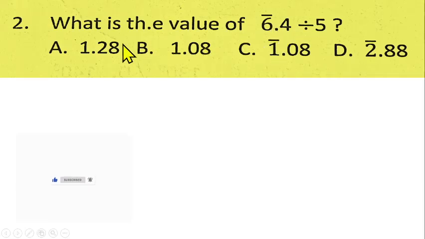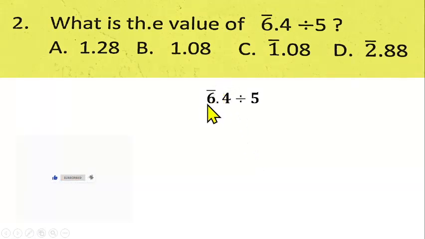In this case you have to find the value of bar 6.4 divided by 5. When you have a logarithm of number that is less than 1, that will typically give us a number with bar. So we have to simplify bar 6.4 divided by 5. Then how do we simplify it?